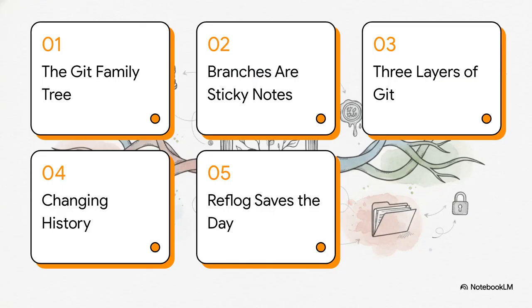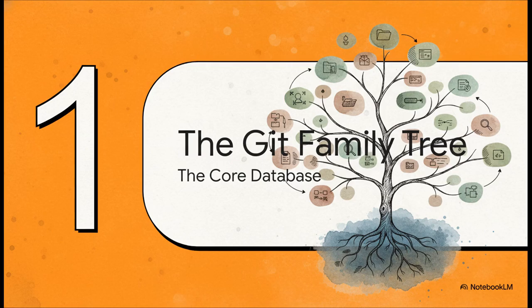Okay, so here's our game plan for today. We're going to explore the Git family tree, discover why branches are really just sticky notes, map out the 3 layers of Git, navigate the whole danger zone of changing history, and finally, we'll see how the reflog is your absolute ultimate safety net. All right, let's dive right into section 1.